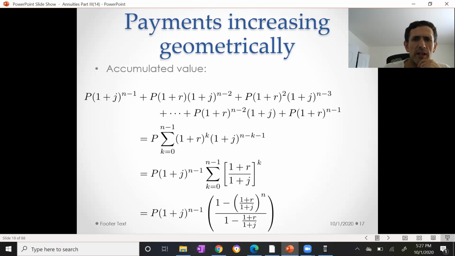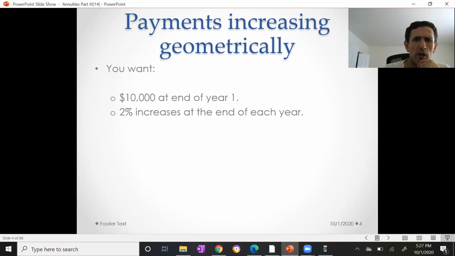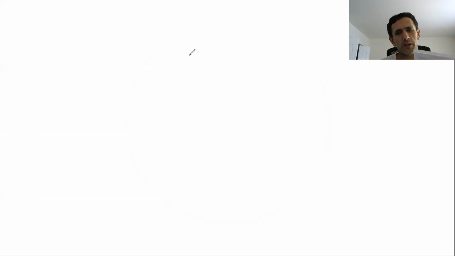So let's go back and do this problem right here. What's the present value of this annuity here? Okay, so this is pretty plug and chug. Not a whole lot to this one. P is 10,000.